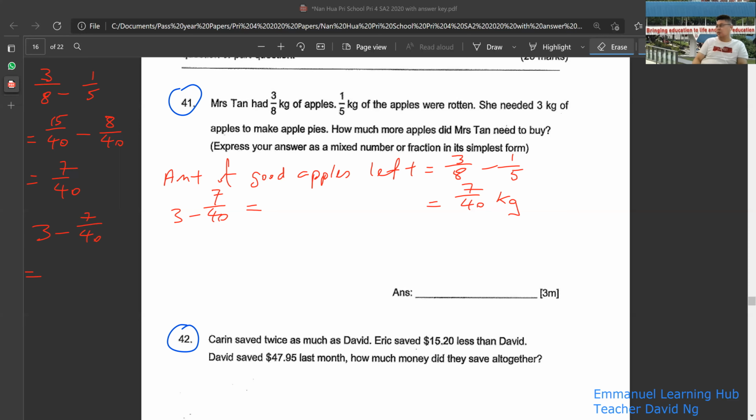How? What to do? I don't want to tell you what to do, lah. You tell me what to do. I tell you what to do, you keep forgetting. So you'll be the one telling me what to do, lah. 3 minus 7/40, what must you do?